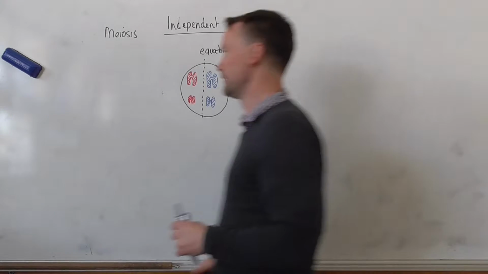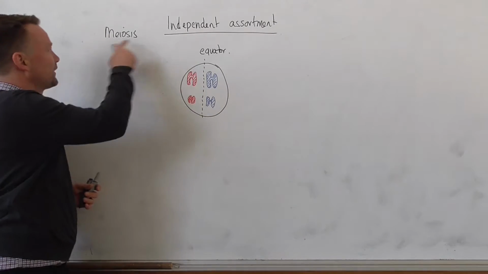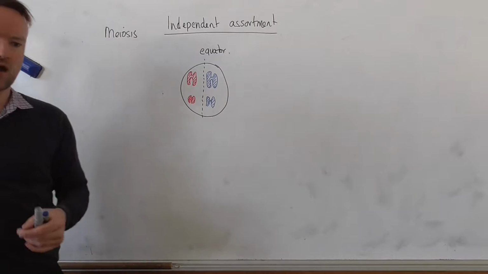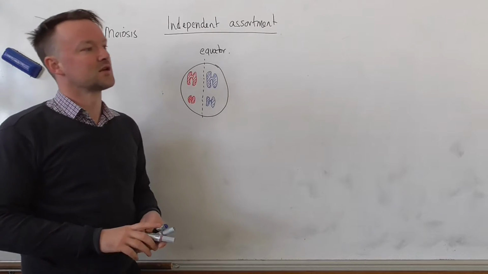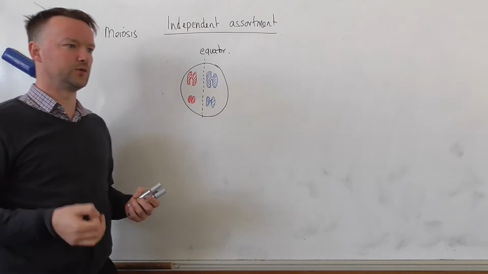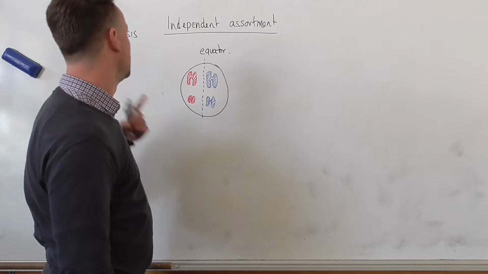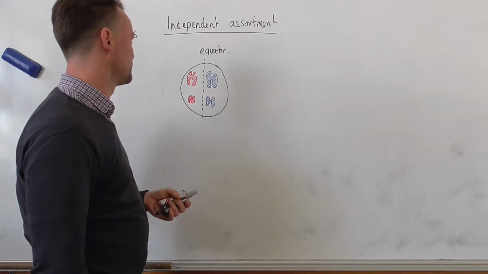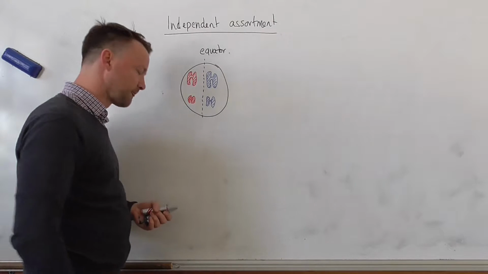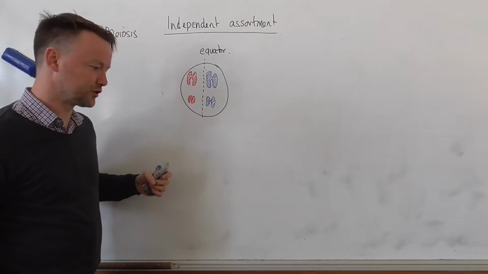Okay, this is a video on independent assortment, which is the second way that meiosis creates genetic variation within the sex cells. So the whole point of meiosis is to create genetically unique sex cells or gametes, and independent assortment is the second way that that's been done. Okay, you should.